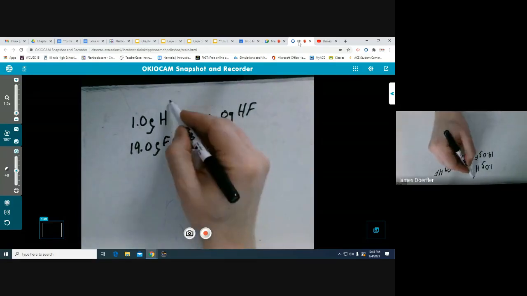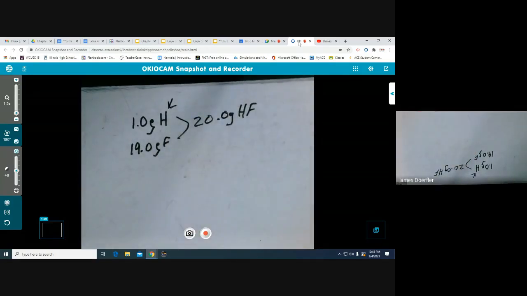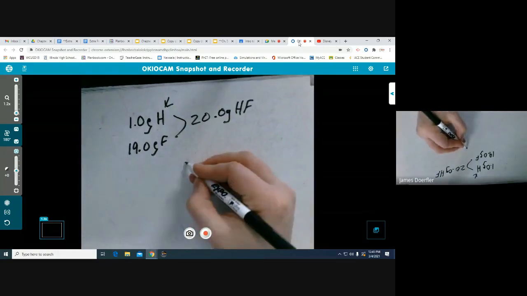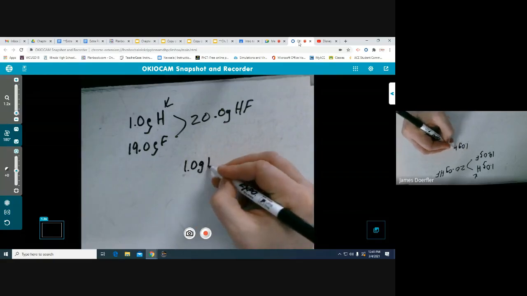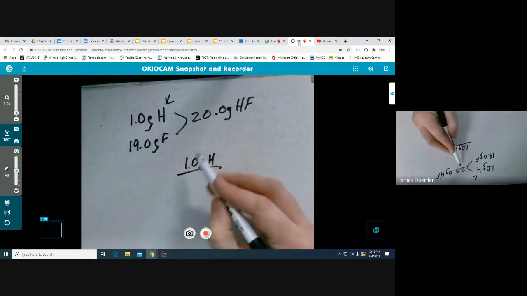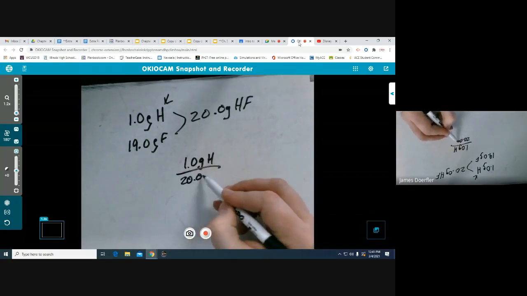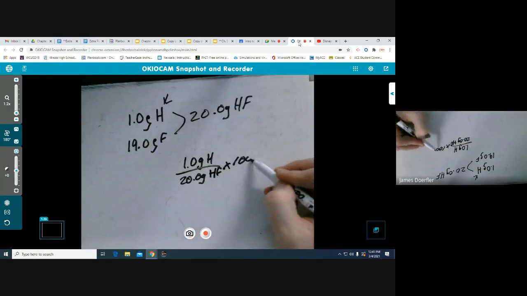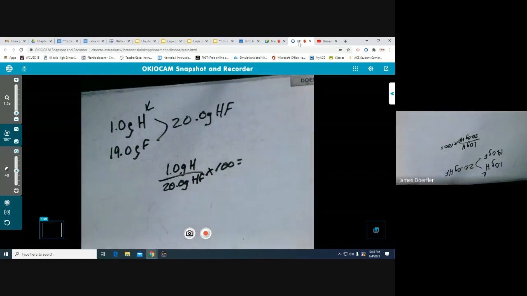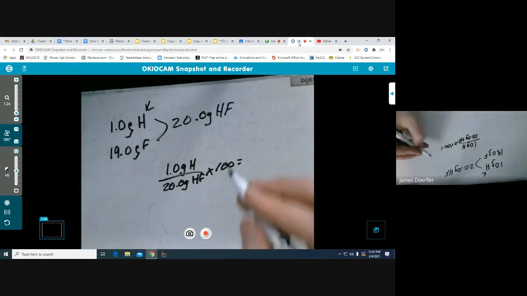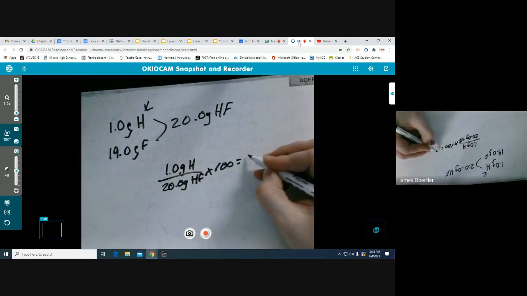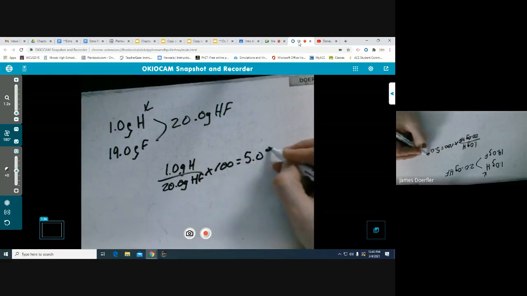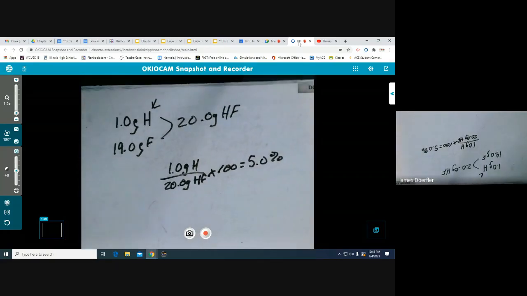And so we are asked about what is the percent by mass of hydrogen. So we're going to take the 1.0 gram of hydrogen divided by the 20.0 grams hydrofluoric acid, multiply by 100. And what do you get? 5.0%.